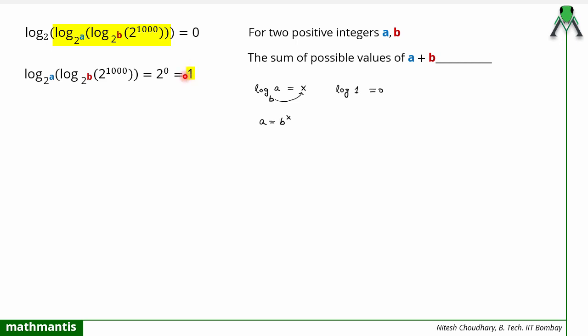Now here it is 1. The base is 2 raised to power a, so the base raised to power x gives 2 raised to power a, raised to power 1, which can be written as 2 raised to power a only. Now we apply the same basic definition of log here also: 2 raised to power b, power of 2 raised to power a. This is the expression that will be generated.